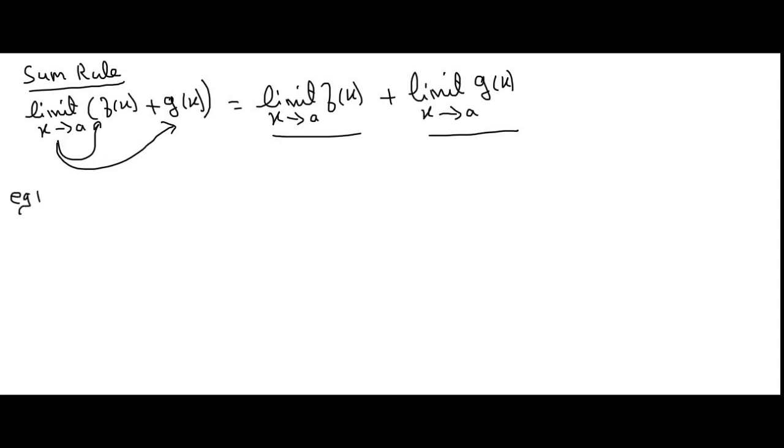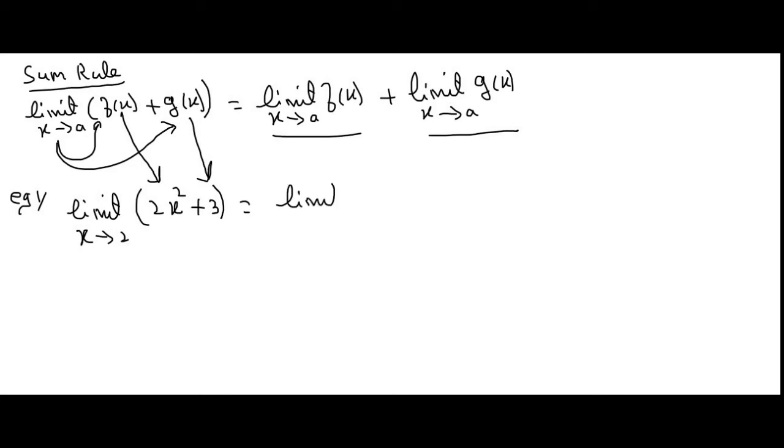For example, I am marking it as example number 1. Limit x approaches to 2 of 2x square plus 3. Now if we see this question, it exactly represents the formula, that is 2x square represents f of x and g of x represents 3. So we are going to apply the same criteria as above.